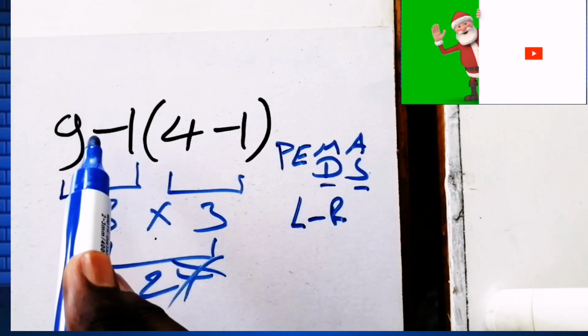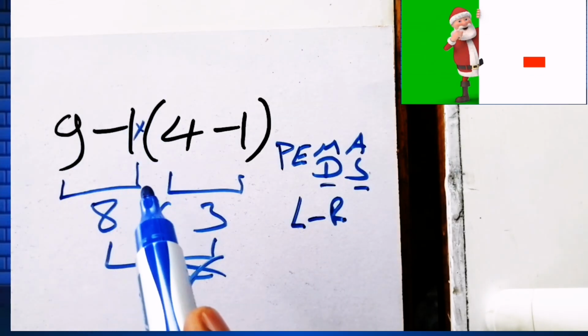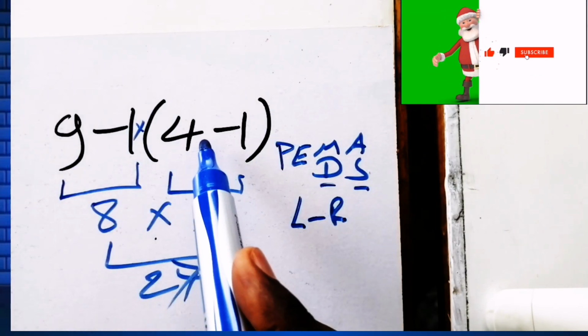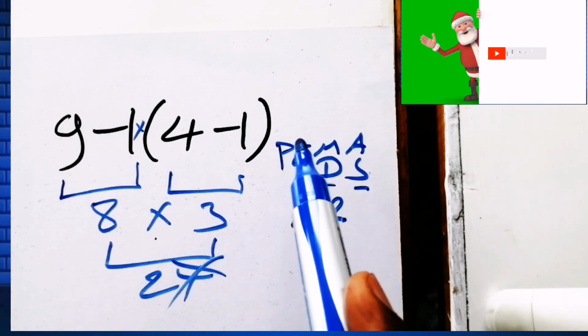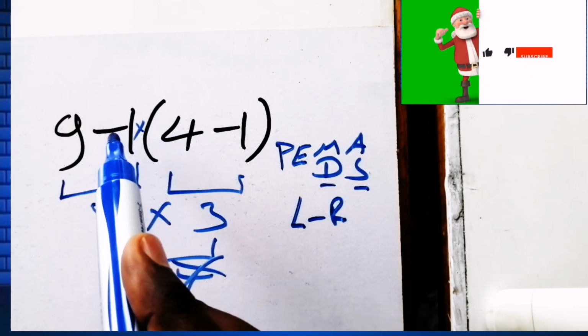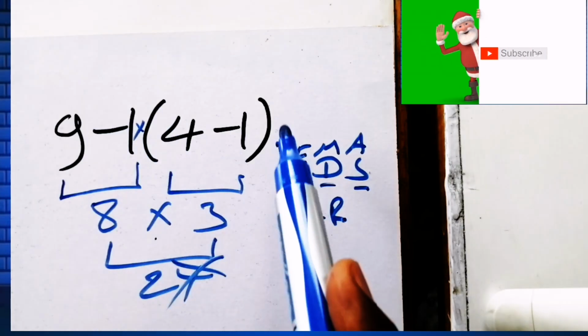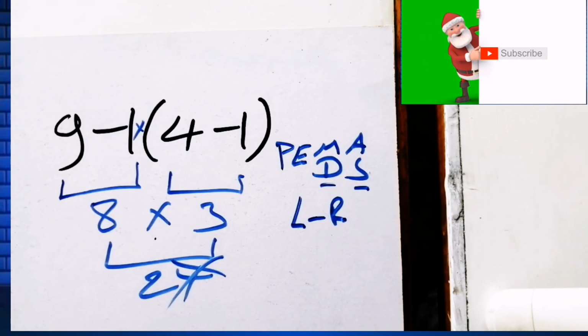In this expression, there is one subtraction here and one multiplication here. Inside the parenthesis, there is a subtraction. According to PEMDAS, first we have to do this parenthesis, next this multiplication, and finally this subtraction. Okay, if we do this subtraction before this parenthesis or this multiplication, it is wrong.